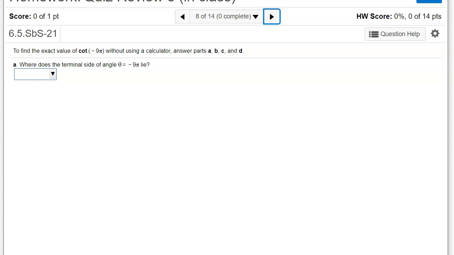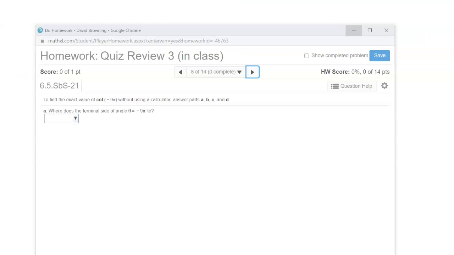So I'm going to start with number 8 on the review here, and what we want to do is find the exact value of cotangent of negative 9 pi. So let's minimize this and get to our drawing board. So we have cotangent of negative 9 pi. Right off the bat, I can give you one hint with this kind of angle.